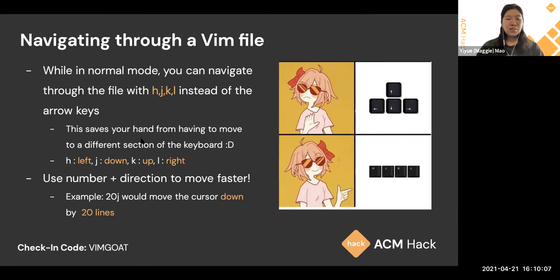And you can also use number plus direction to move faster. For example, if you're on line 40 of your current file and you know you want to go to line 100, you can simply press 60J to move your cursor down by 60 lines instead of having to hold the down arrow key for who knows, 5 seconds, 6 seconds, and before you know it, you miss it. So Vim allows you to do it much more efficiently and precisely.